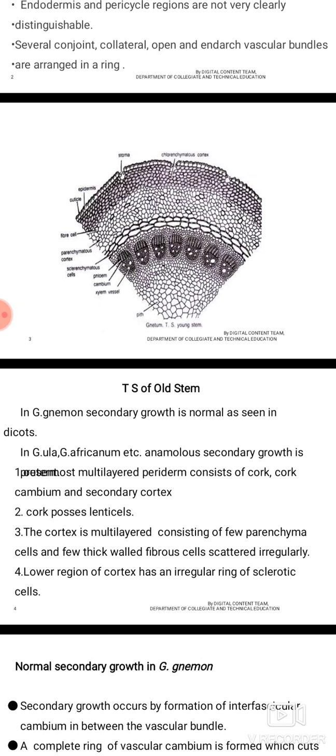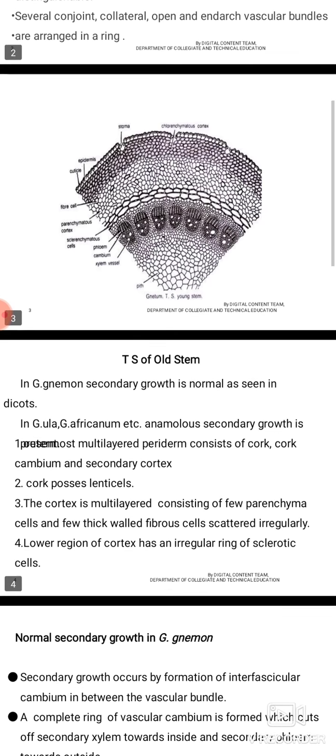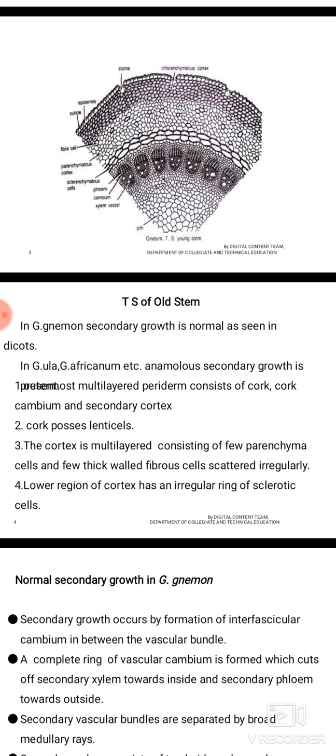The cortex is multilayered consisting of few parenchyma cells and few thick-walled fibrous cells scattered irregularly. Lower region of cortex has irregular ring of sclerotic cells.